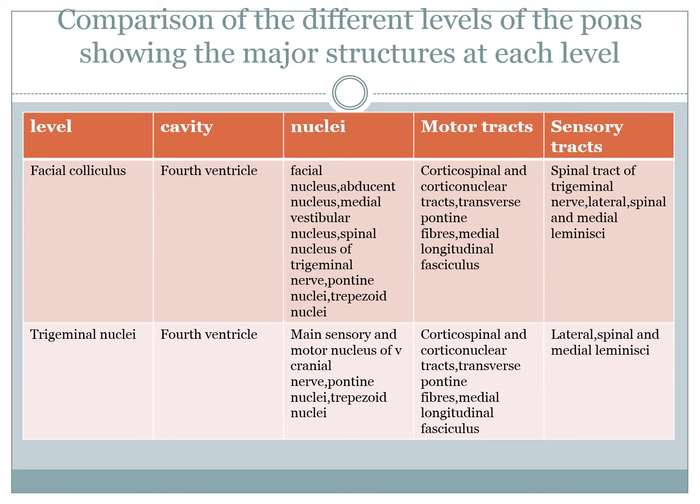This is the comparison of two different levels. The cavity in both cross sections is the fourth ventricle. First we take the facial colliculus level, and secondly the trigeminal nuclei. These are the nuclei which are present at these levels. We have discussed them. And then these are the motor tracts which are present. Motor tracts are almost the same: the corticospinal tract and corticonuclear tracts.